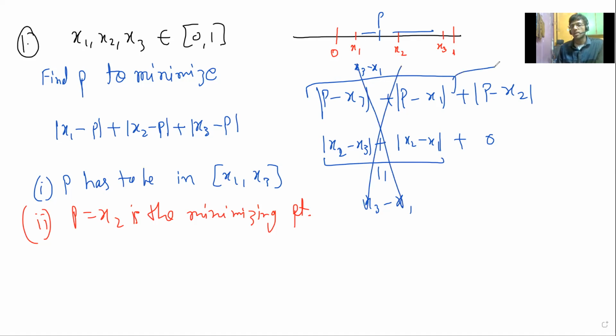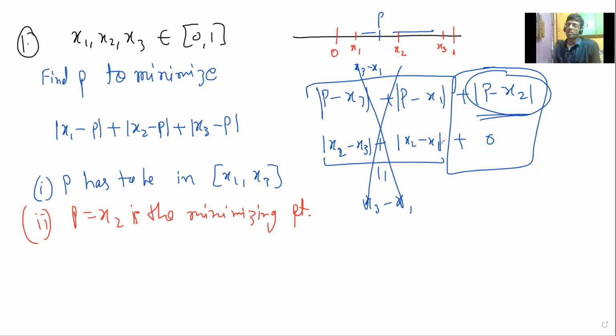But then in the other place, x2 wins. I mean, x2 wins in the sense that x2 minus x2 is 0, that's the minimum. And otherwise there will be an extra thing. So for any other p, there is an extra term. And so x2 is the minimum. And so what should be the answer for the last case?